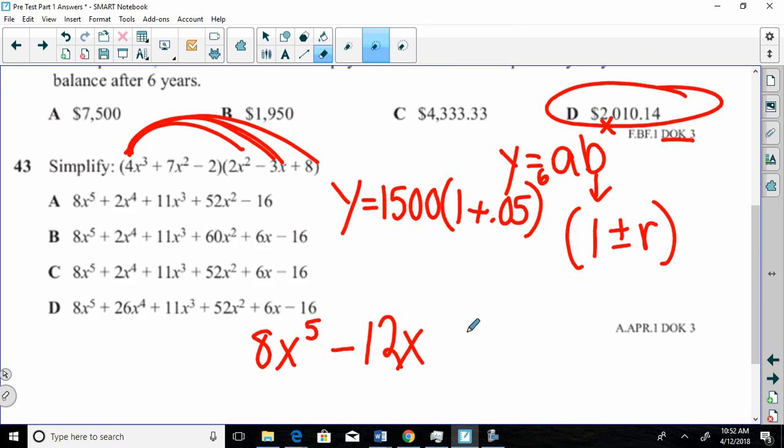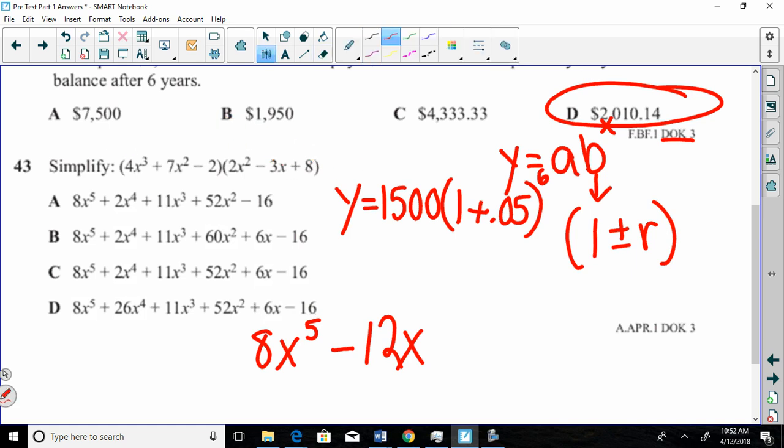Because what's this invisible exponent right here? 1, right? So let me start that over. I should have drawn the lines first. So first we did this. Everyone got that, right? This one right here. Then I do it to the next one. So I did negative 3x times 4x cubed, and that's an invisible 1 right there. So I add the exponents to get negative 12x to the fourth.